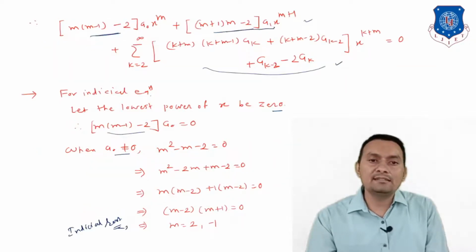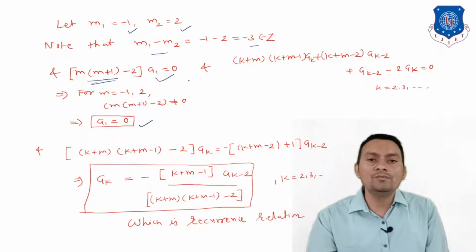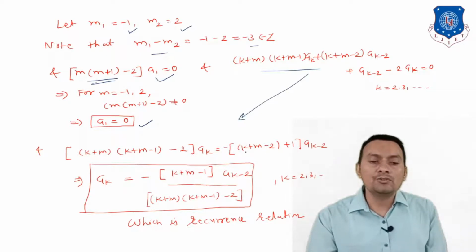Now just take this equal to 0. So we have written that m times m plus 1 minus 2 times a1 is equal to 0. So for this value we can observe that this is non-zero, and therefore a1 has to be exactly 0, and the remaining will be our recurrence relation. And from this we can write a_k, higher in terms of the lower, so k plus m minus 2, and this is plus 1 is there, so after simplifying you will get (k plus m minus 1 minus 2) a_{k-2} divided by k plus m into k plus m minus 1 minus 2, and this is known as the recurrence relation.